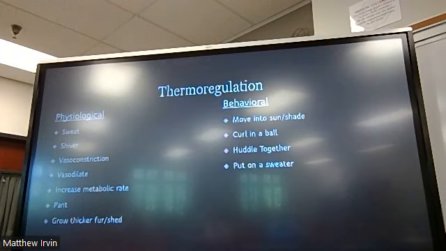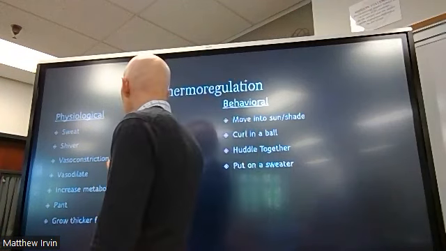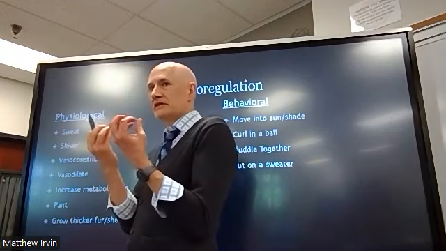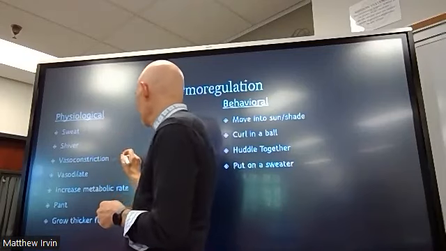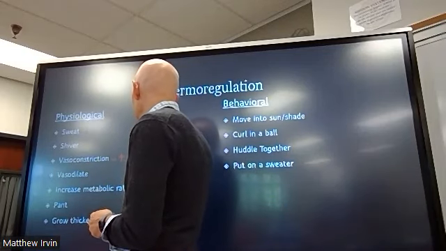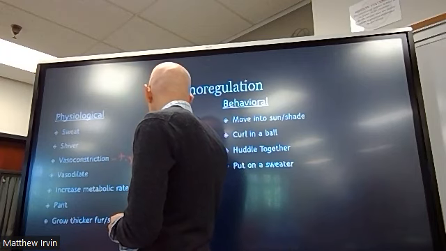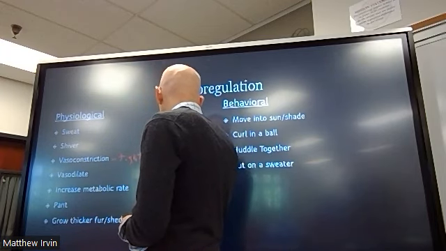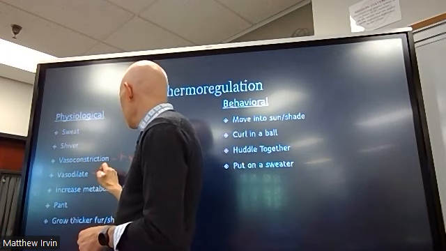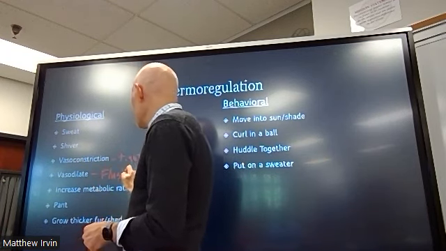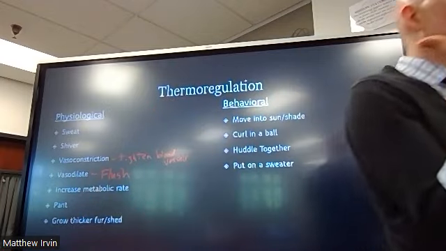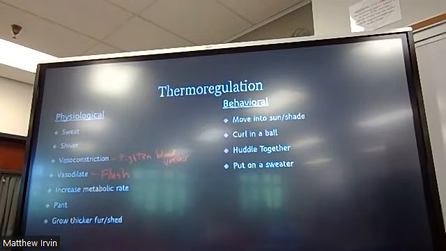So, all right, different ways in behavior that we regulate temperature, whether it is people or animals. Some of this is physiological, some of it is behavioral. The physiological, of course, sweating, shivering, vasoconstriction is keeping the blood. That's when the blood vessels tighten up and keep the blood in the core. And then vasodilation is when the capillaries flush out to take the blood to the surface to help heat escape from the body better.